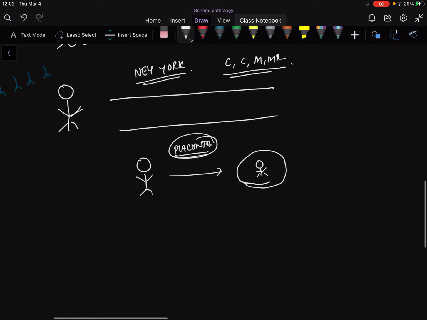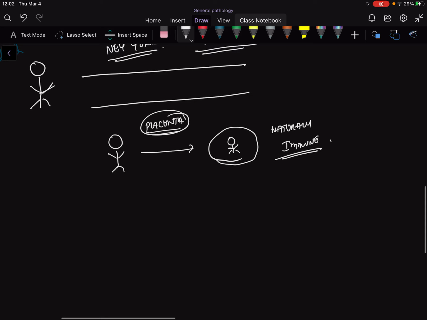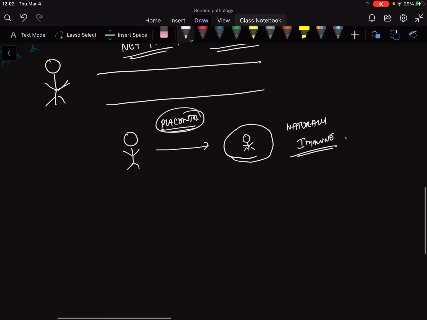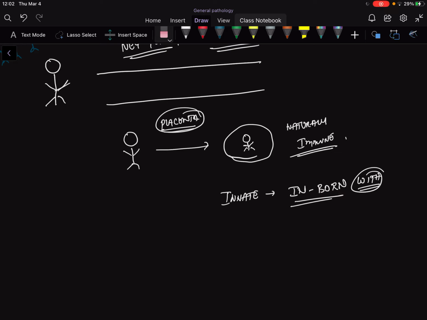So this baby is naturally immune to those diseases, right? That's why it is called as natural or native immunity. And what is the other meaning of innate? Innate is nothing but you are inborn with it. You are born with it. It means you are born with those antibodies. That's why it is called as innate immunity.